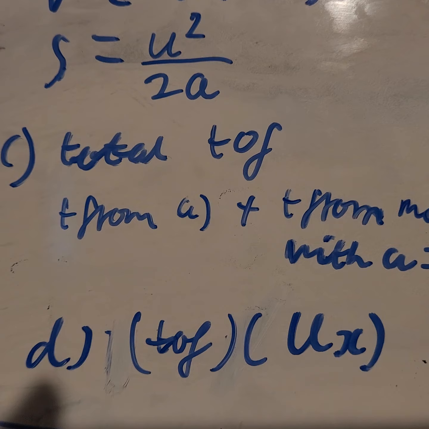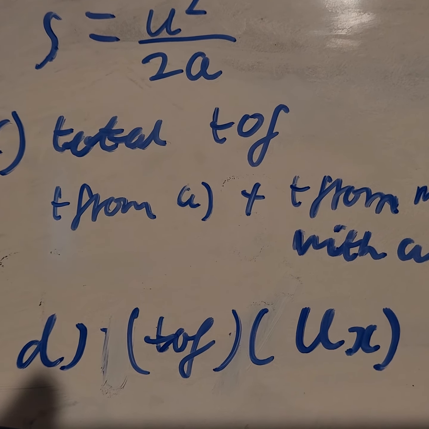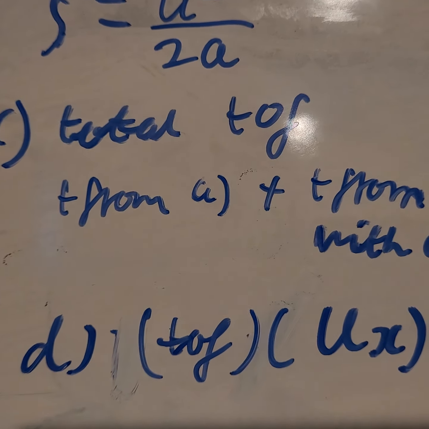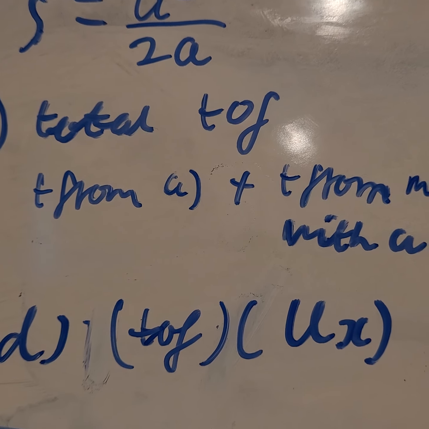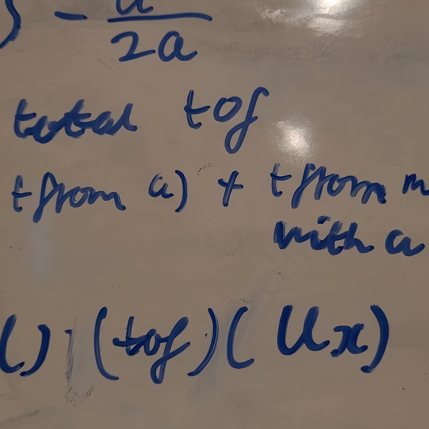And part D, you're asked to find the total range. So you can just multiply the time of flight by the initial velocity in the x direction.